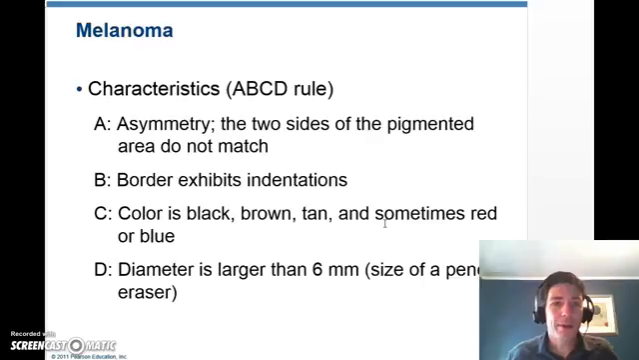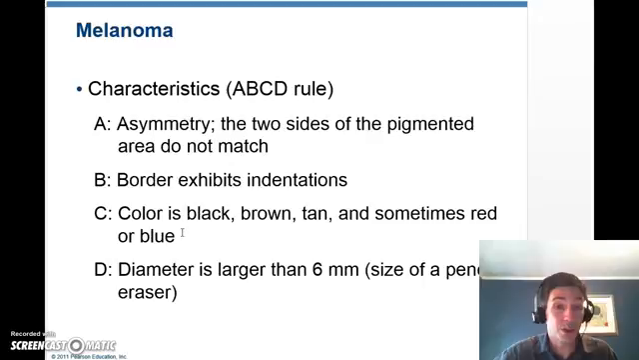What you want to know about melanoma, although I don't usually have time to ask this on the exam, is these 4 characteristics that people look for to decide whether or not a growth is potentially carcinogenic or something to worry about. So if it's not round or perfectly oval, if it has some asymmetry, that's bad. If it has an irregular border, again, think of a raisin versus a grape, that's bad.